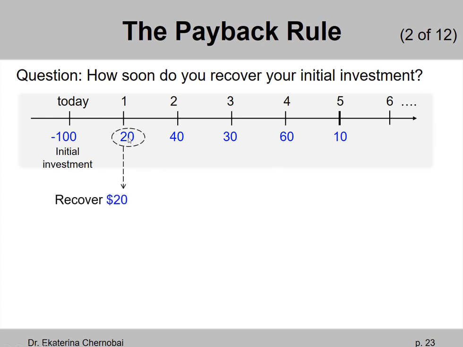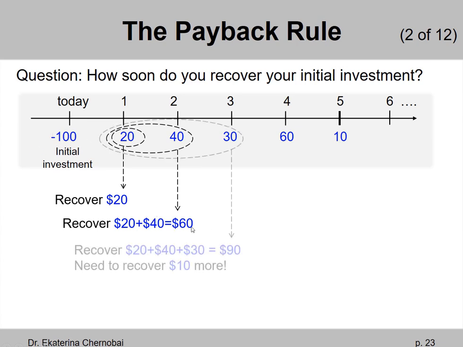Let's see. After the first year, we have recovered $20, right? After the second year, we now have 20 plus another 40. So we are at $60. We need how much more? We need another 40, right, to reach 100. So we wait another year, we earn another 30. Now we are at 20 from the first year, plus 40 from the second year, plus 30 from the third year. We are now at a total of $90. We need to recover $10 more.